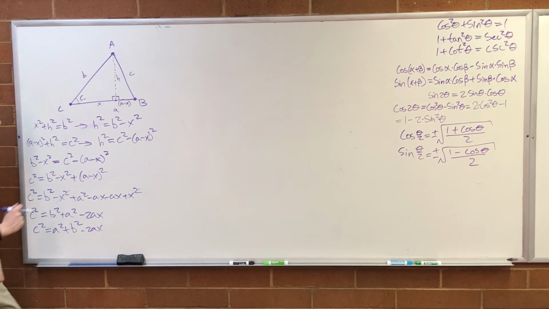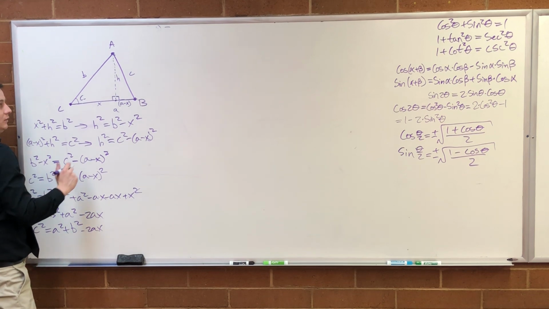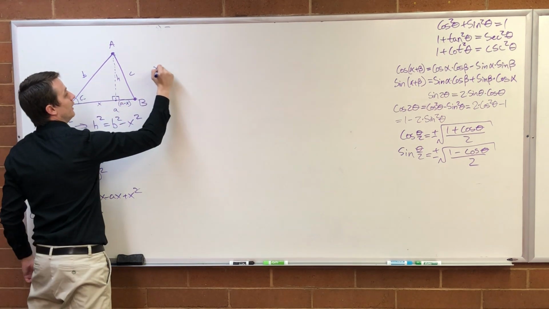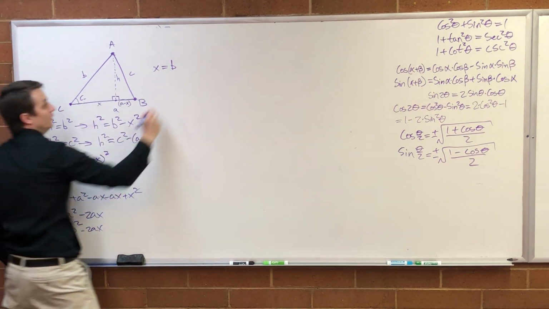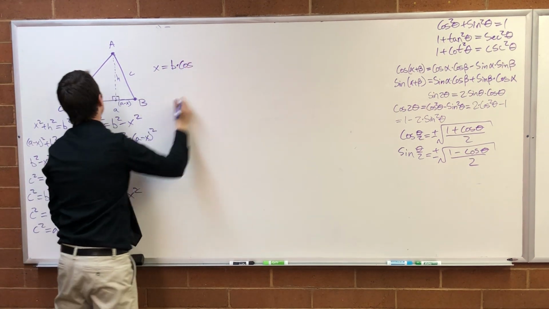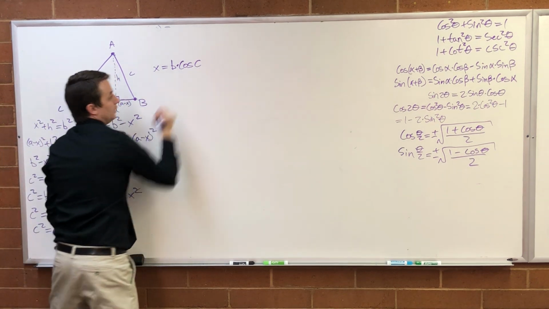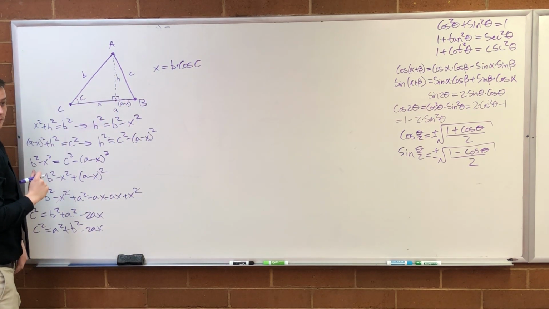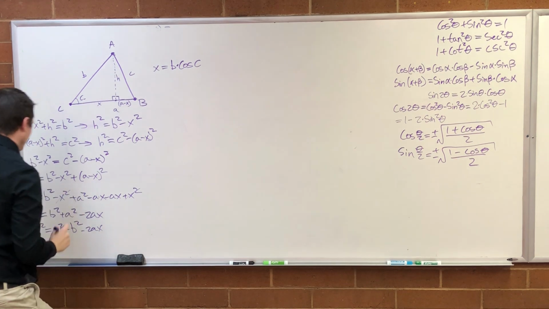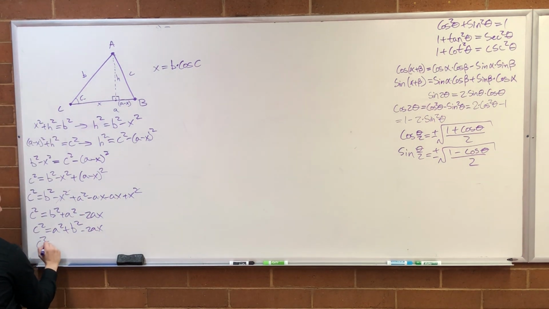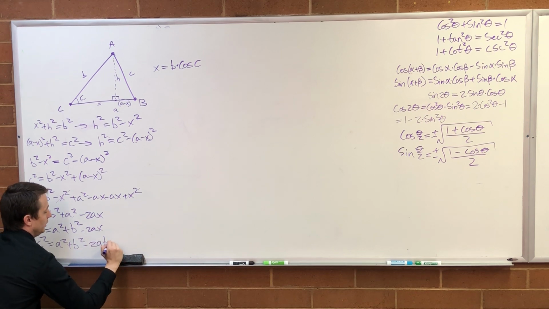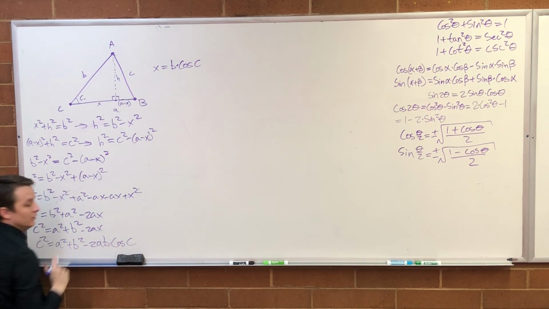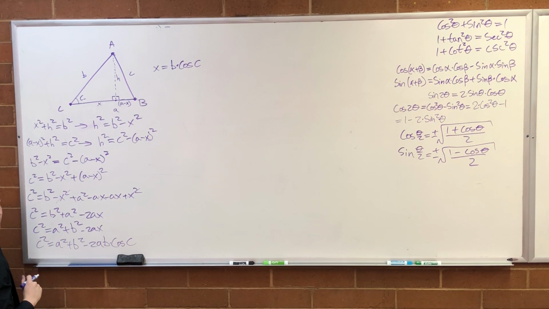Yeah, you see it? Everyone see it? Okay, so this distance, x, is equal to b, the hypotenuse of the right triangle we're talking about, times cosine of the angle, cosine of C. Good? Plug it in, and now we get c squared is equal to a squared plus b squared minus 2ab times cosine of C. And there we go. That is the law of cosines.